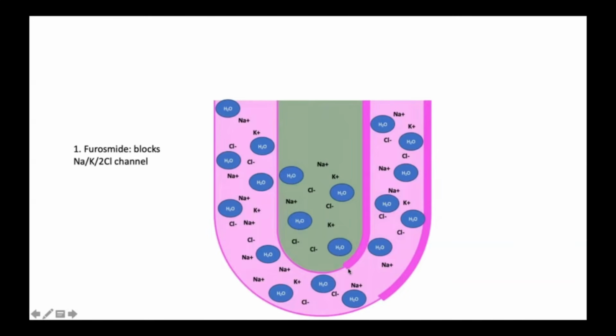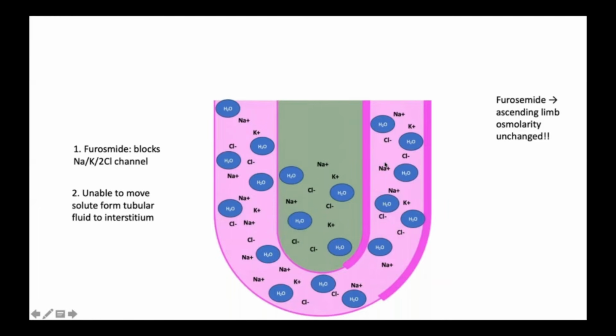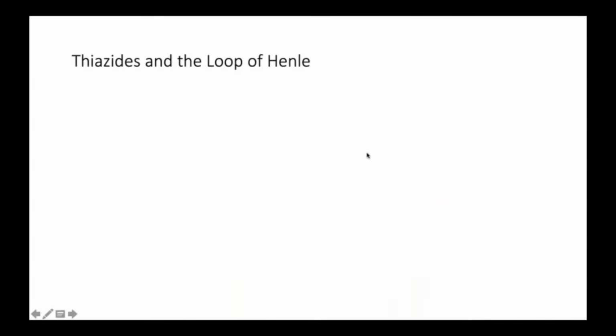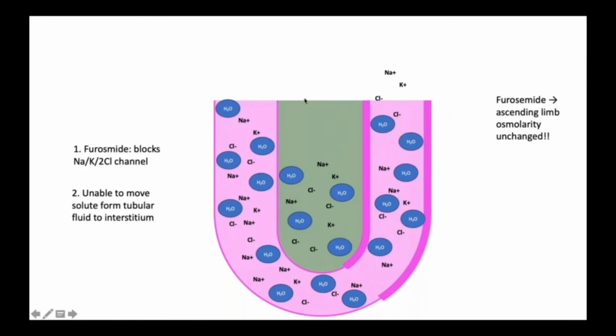So let's talk about this. Furosemide blocks the sodium potassium 2 chloride channel. Because of that, you're unable to move solute from the tubular fluid to the interstitium. Normally, the whole point of the thick ascending limb is that you can move solute but not water. But you can't do that if you block the sodium potassium 2 chloride channel. So you can't make the interstitium hypertonic. And if you can't make it hypertonic and generate free water here, then you also lose the entire mechanism that ADH uses.